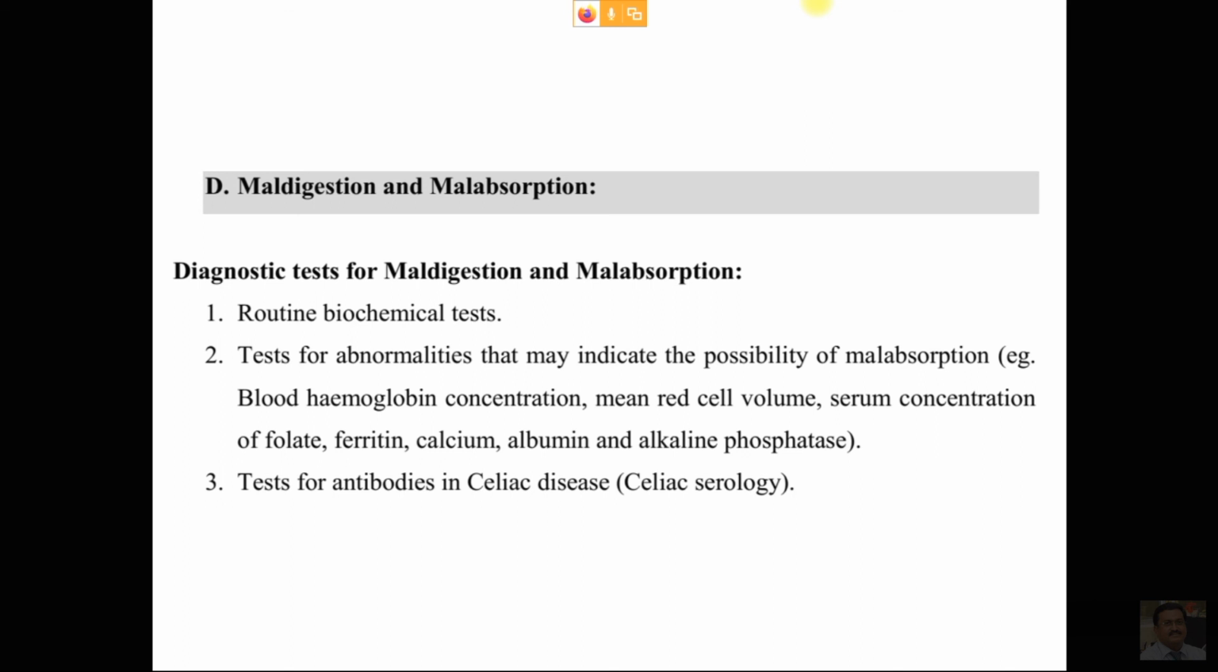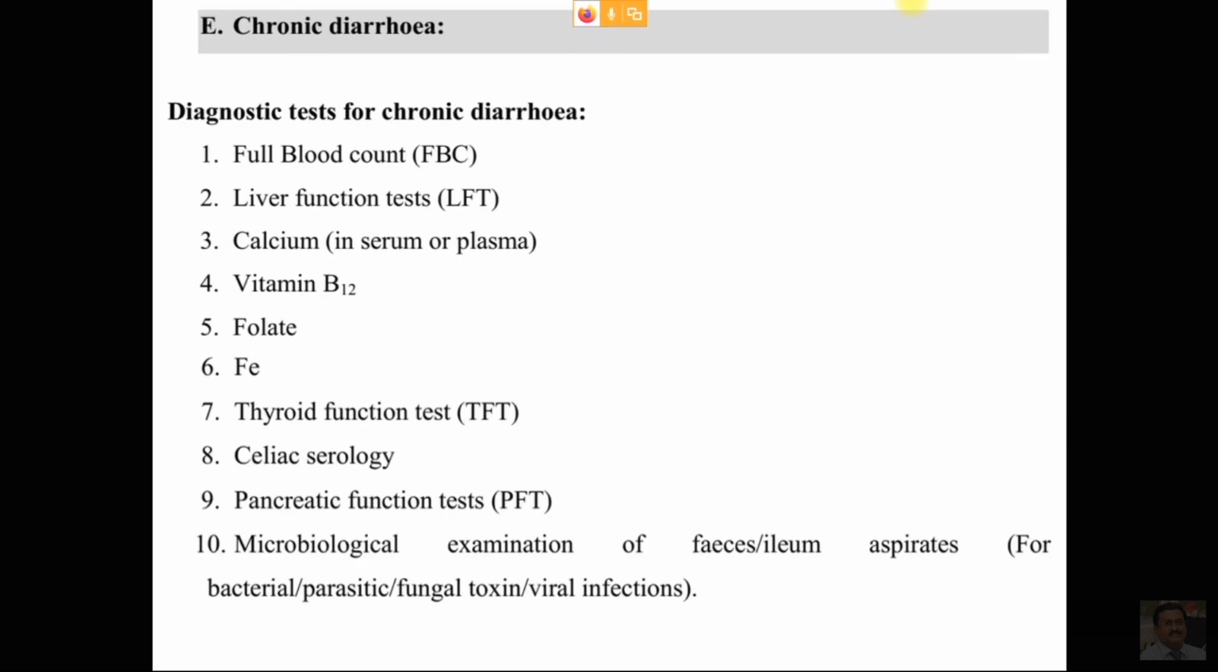Test for antibodies for celiac disease, another complication. Just now we had a class on celiac disease, that is celiac pathology. This is due to gluten, the complication, gluten hypersensitivity. So this has to be checked, because that may be one of the reasons for maldigestion and malabsorption.